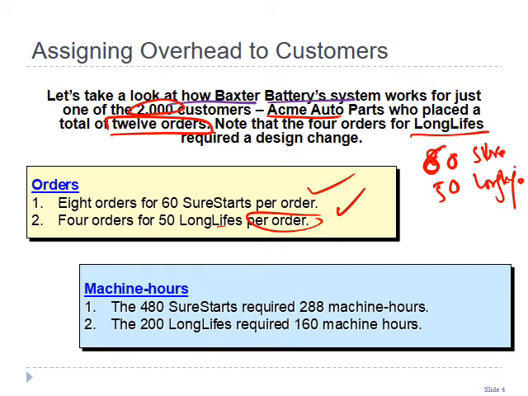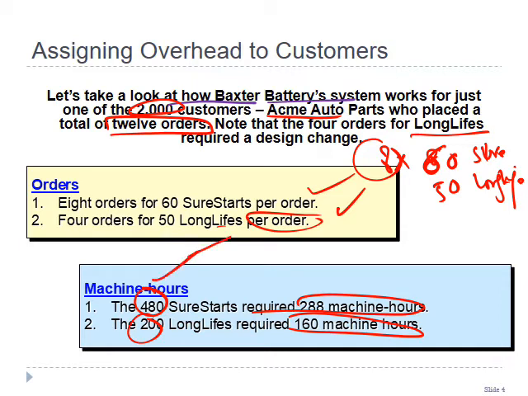So 480 short start requires 288 machine hours, and 200 long life requires 160 machine hours. We can also find out this 480 as well. One order contains 60. How many short start batteries are there when there are 8 orders? 8 multiplied by 60 is 480, right? You can also find out this as well. I'm just going to connect where this 200 came from.